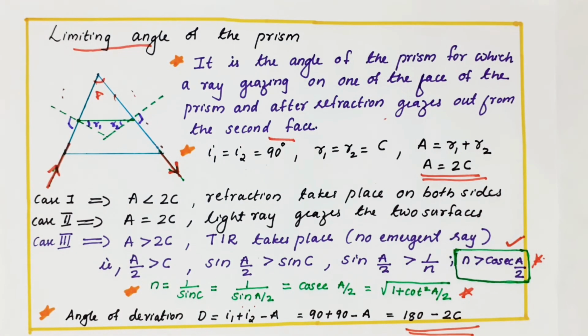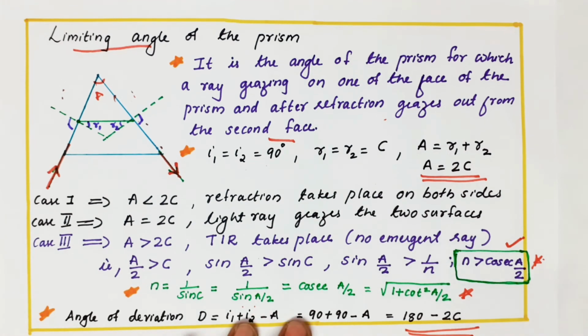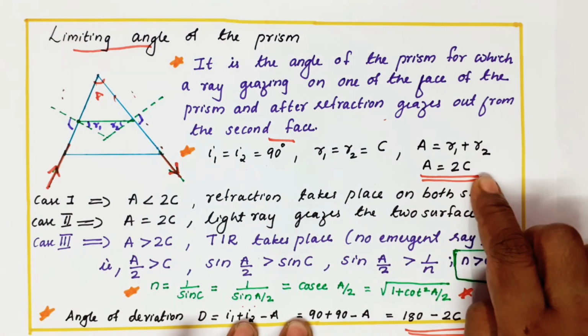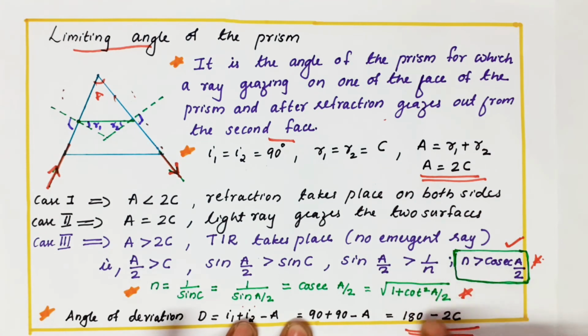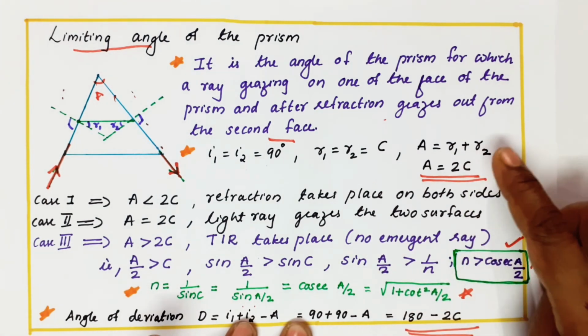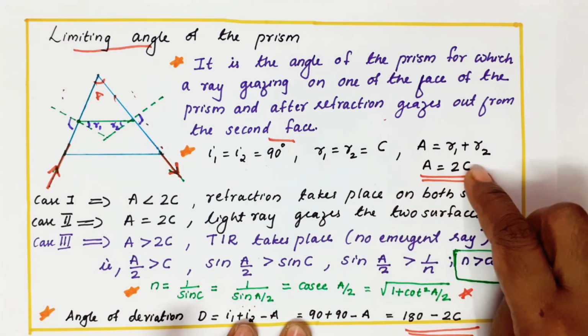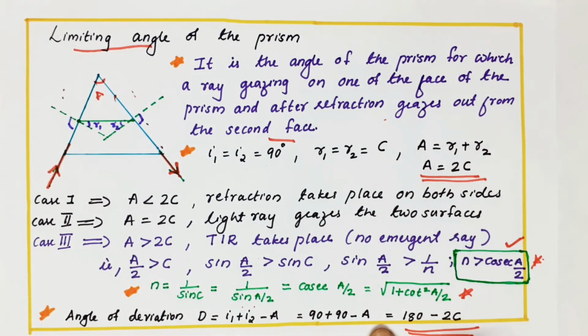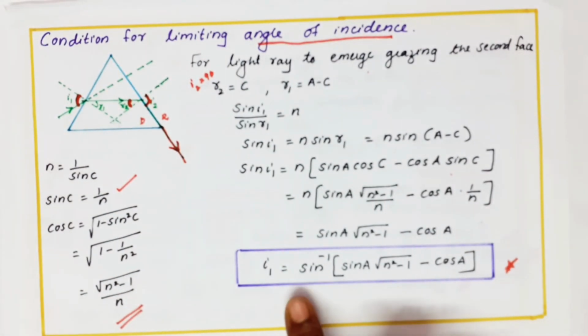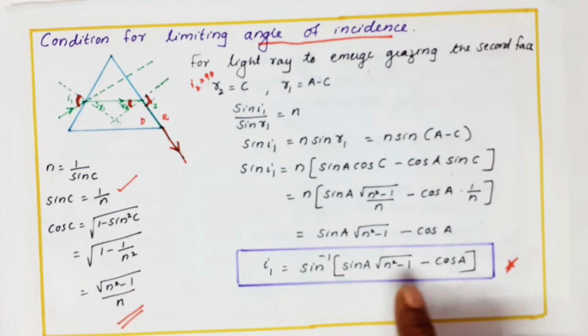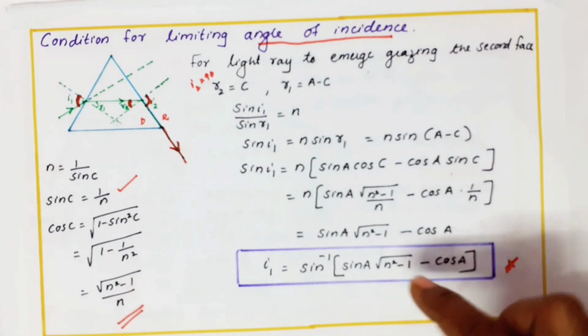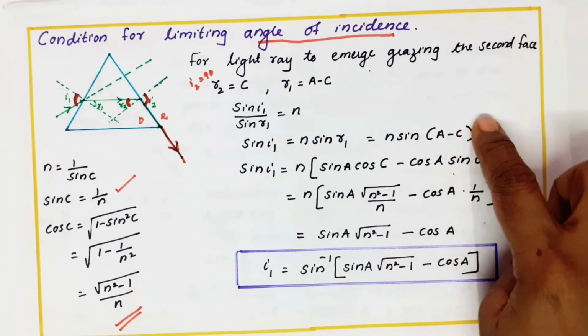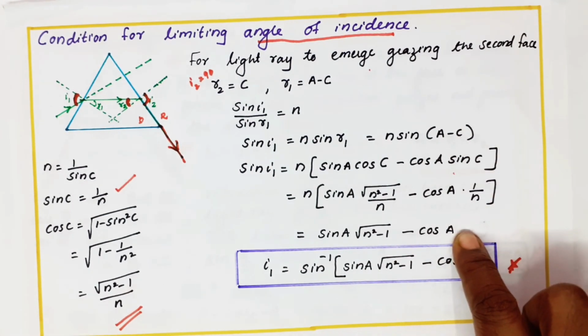So what I did here is the limiting angle of a prism. What should be the limiting angle? It means A should be equal to 2C. At the limiting angle, what should the deviation be? 180 minus 2C. This question only I have seen. A limiting angle means A should be equal to 2C, and the deviation in this case is 180 minus 2C. And I gave you the limiting angle of incidence. What is the equation? I1 equals sine inverse of sin A root over n square minus 1 minus cos A. Sometimes they'll give it in this form, sometimes they'll keep it in that form. So any form they can give.